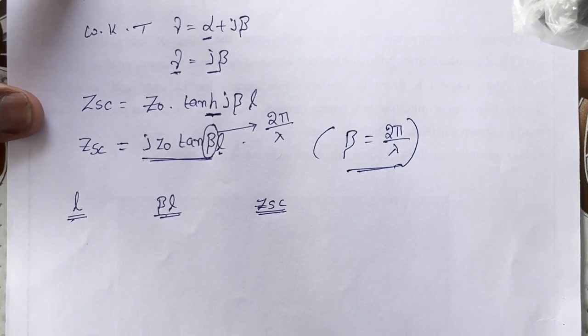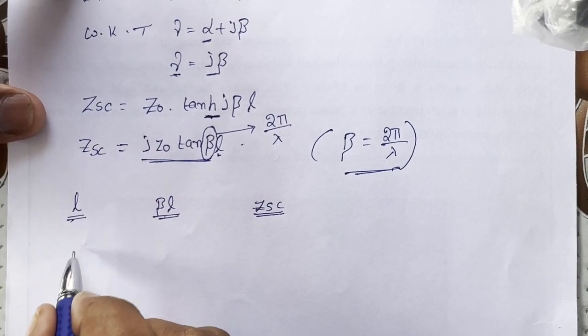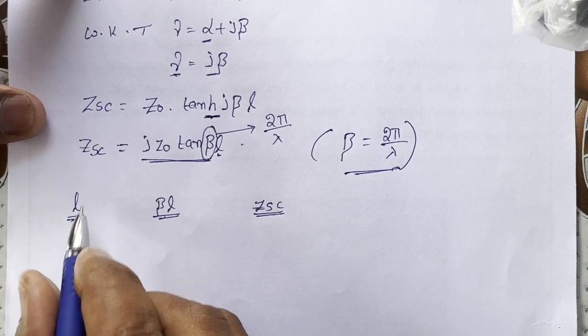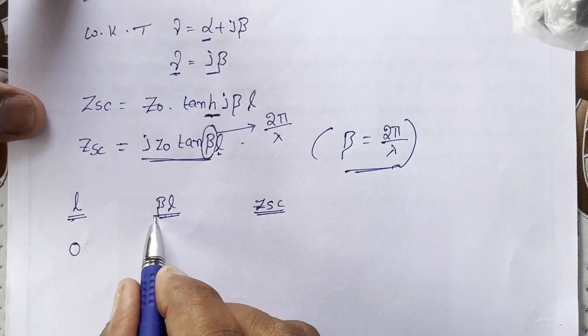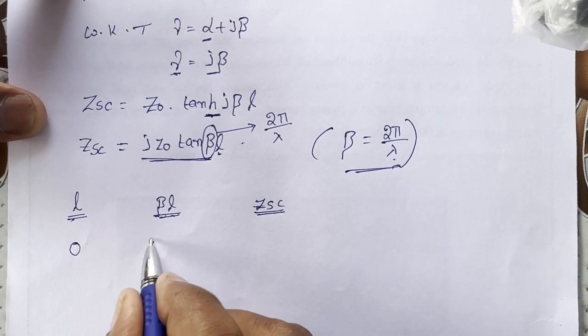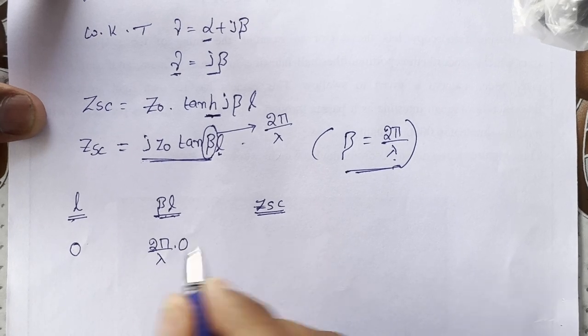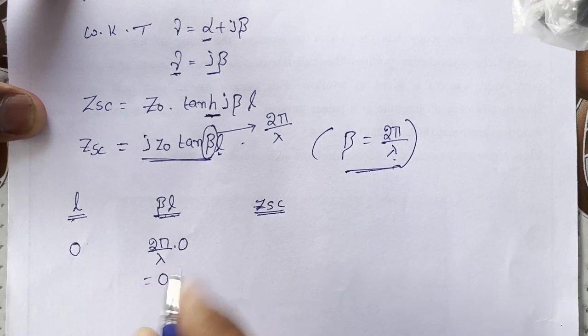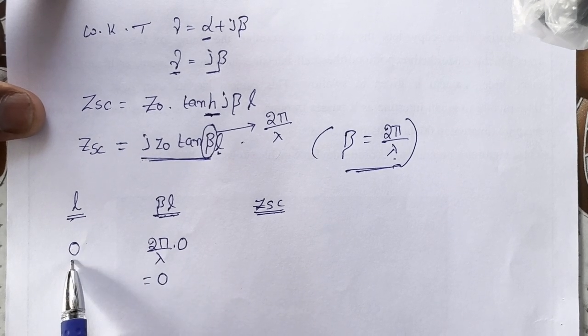I'm designing the table for this one. First, I'm assuming L value 0. So beta L is nothing but beta, which is 2 pi by lambda, into L, which is 0. That is equal to 0. In the first case, when L equal to 0, beta L equal to 0.